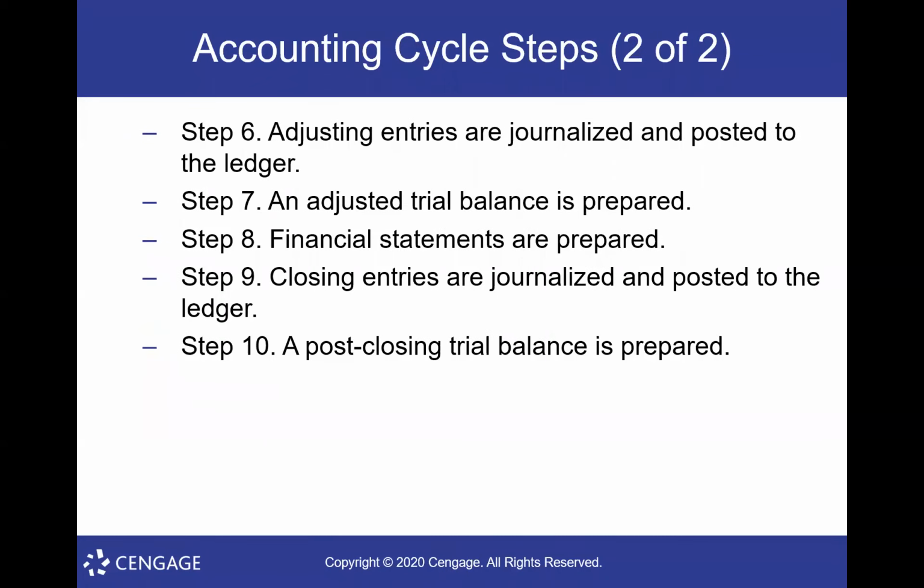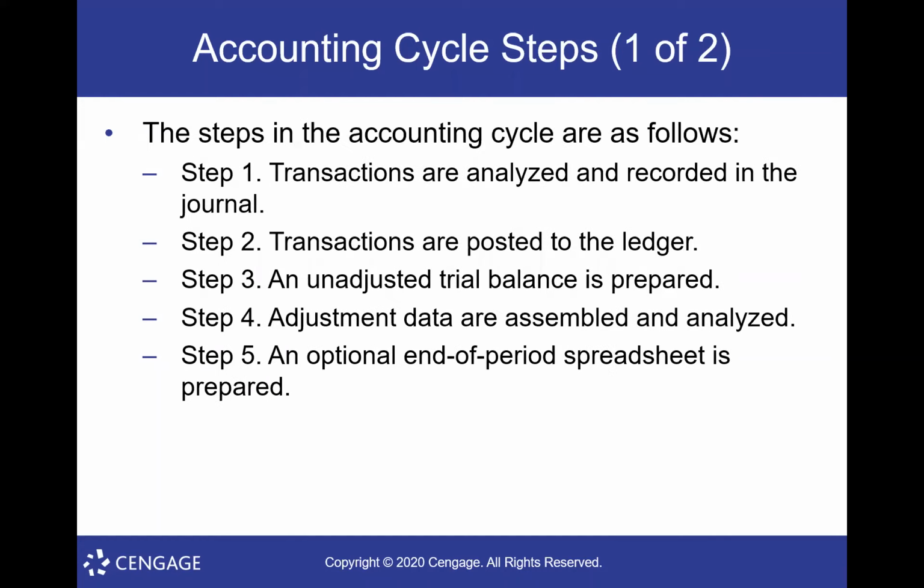Step 6, adjusting entries are journalized and posted to ledger. Step 7, an adjusted trial balance is prepared. Step 8, financial statements are prepared. Step 9, closing entries are journalized and posted to the ledger. Step 10, a post-closing trial balance is prepared. And it's a cycle, so you're in a new period and you're back to step 1.